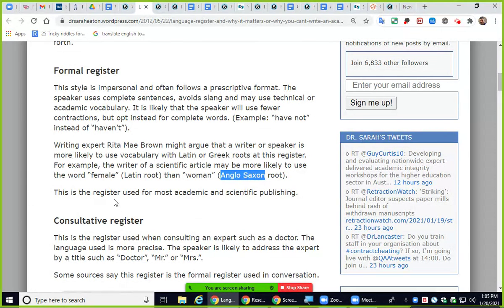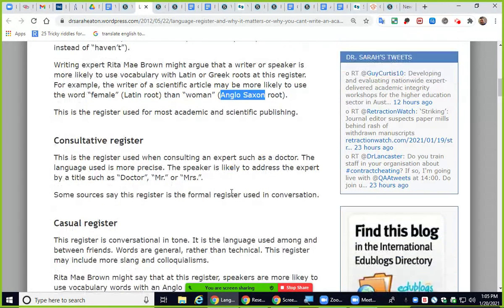So formal register, that's the register used for most academic and scientific publishing. So if your boss cusses a lot, you may want to copy them and kind of do some of the saying. But if they don't, right, you probably shouldn't be saying a lot of these Anglo-Saxon four-letter words.